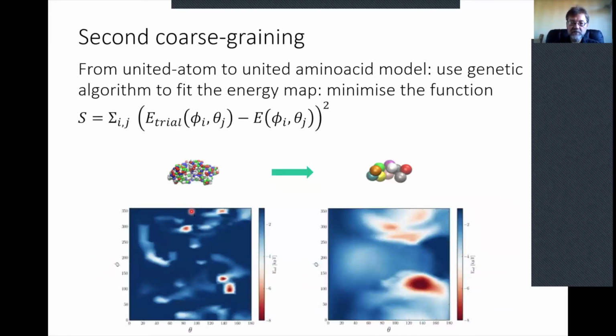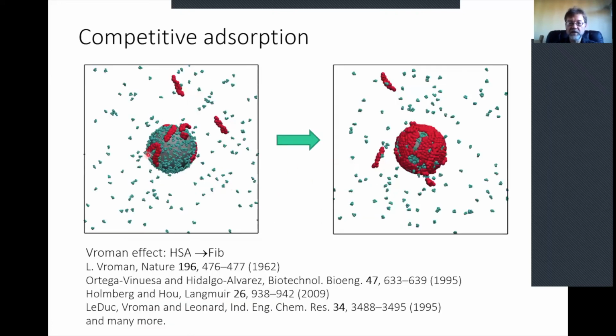We take the heat map calculated in this higher resolution, 1 bead per amino acid, and optimize the potentials for these large beads to match the heat map. You see that it has proper shape, proper energy in that, and proper preferred orientations. So all these things are preserved. And when we parameterize it in this way, we can do the next modeling and study really competitive adsorption. We see that it worked. We see a Vroman effect, for example, replacement of small proteins by large ones on the surface, and so on.